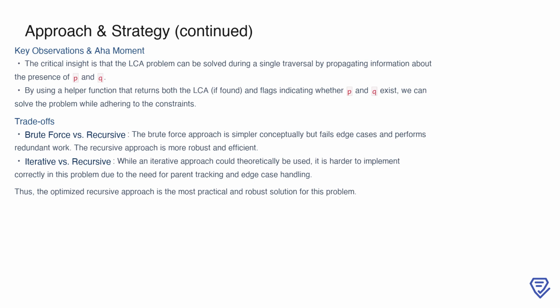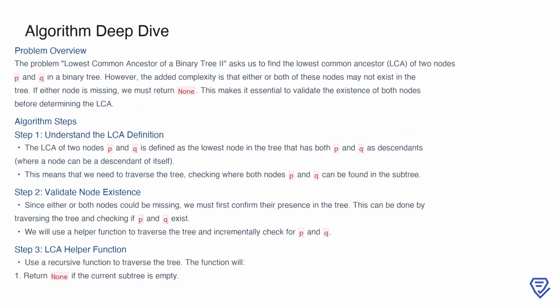To solve the problem Lowest Common Ancestor of a Binary Tree 2, our goal is to find the lowest common ancestor, or LCA, of two nodes, P and Q, in a binary tree. The LCA is defined as the lowest node in the tree where both P and Q are descendants. Importantly, a node can also be considered a descendant of itself. However, this problem introduces additional complexity: either or both nodes may not exist in the tree. If one or both are missing, we must return None.